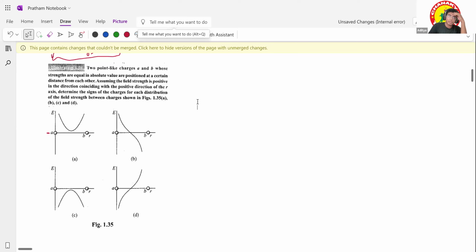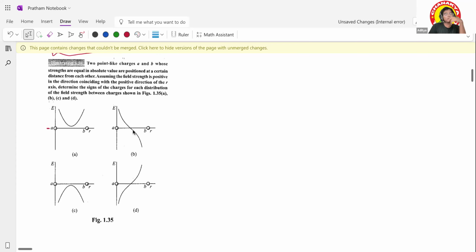For the remaining three, A should be positive and B should be negative. And the rest of the two? Since E is increasing... I'm just confused a bit. Okay, let's leave it.